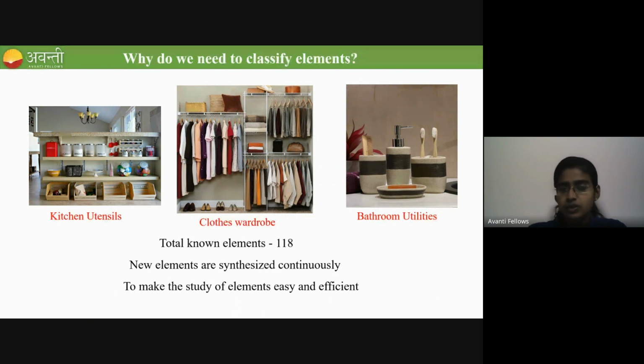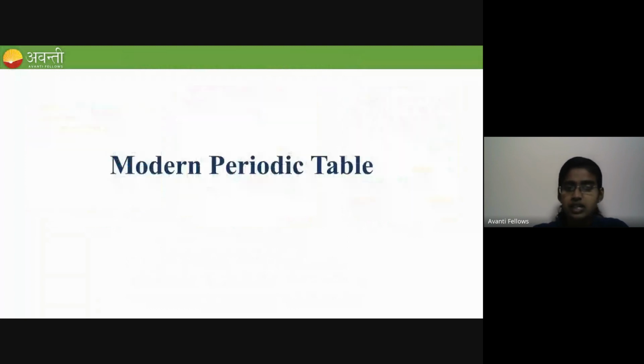But in our JEE and NEET syllabus, we don't have those classification parts. Only the last classification is given to us in the syllabus. That is in accordance with the modern periodic law. So now let's start this lesson with the modern periodic table.